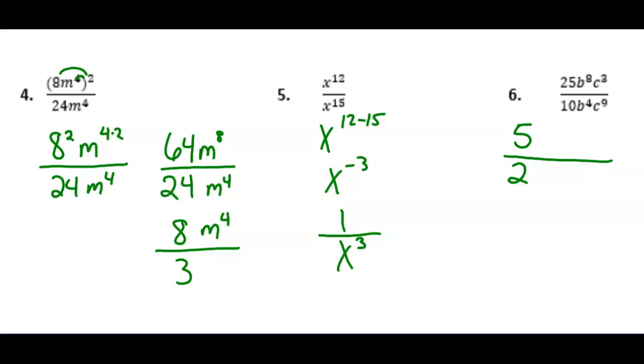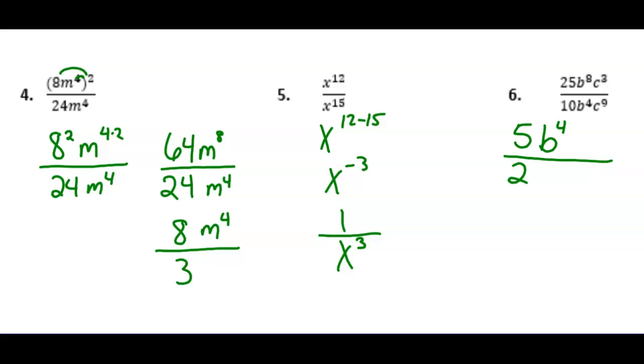Now I need to deal with my B's. And if they're not in the right order, like if I have a B here and a B over here, I still need to deal with my B's. I've got 8 and 4. B to the 8th, B to the 4th. What am I going to do with my exponents, first of all? Subtract. I'm going to do 8 minus 4, and I'm going to get 4. So my B's are going to end up on top or bottom?